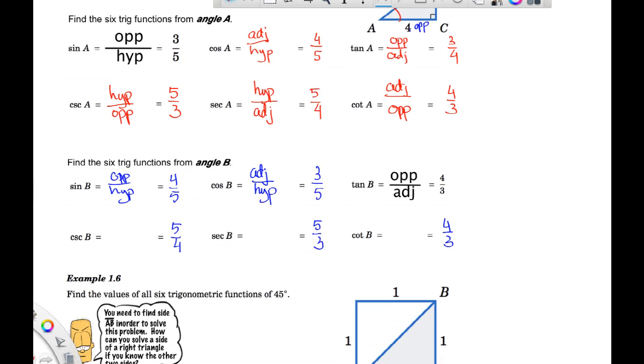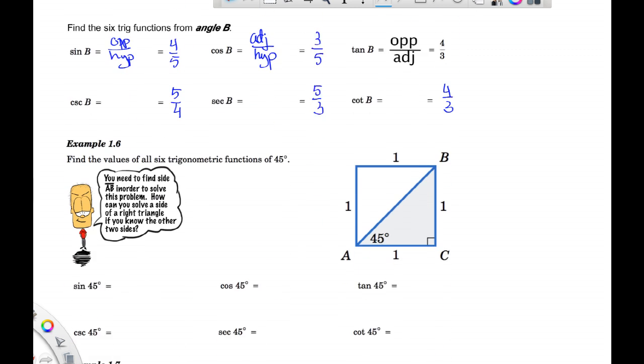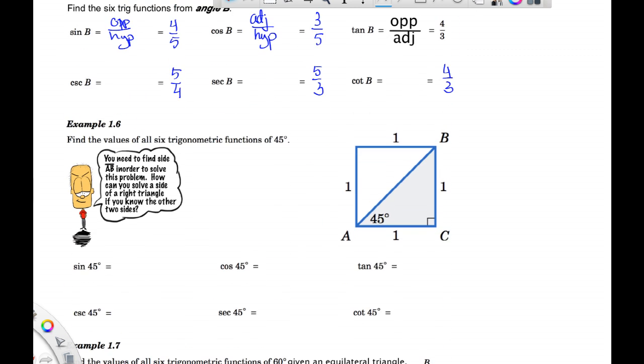Alright, let's look at a couple of special examples here. So we need to find the trig functions for a 45-degree angle. So if that's 45, then this is 1 and that's 1. And then we could do 1 squared plus 1 squared is AB squared, right? So AB would be the square root of 2. Well, this will be a triangle you're going to be very familiar with at some point. It's called a special triangle, but you'll see that again down the line.